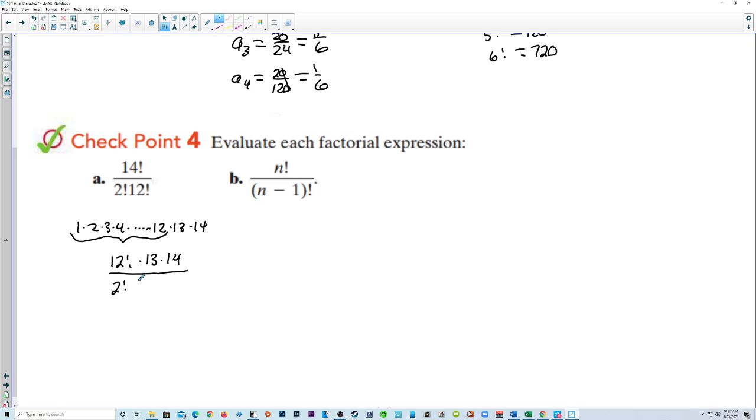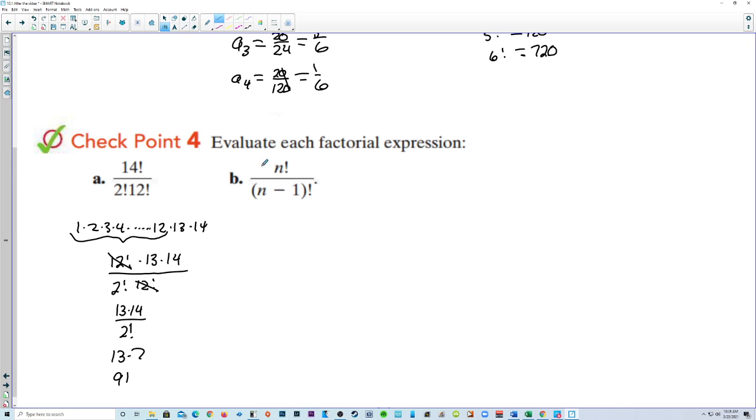Over 2 factorial times 12 factorial. Now these can cancel out. And we're left with 13 times 14 over 2 factorial, which happens to be 2. We end up with 13 times 7 because 14 divided by 2 is 7. And 21, I think 91, 7 times 13. Well, we're going to do something similar here, and we're going to try to get one of these.